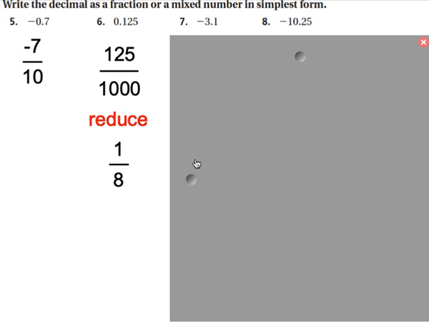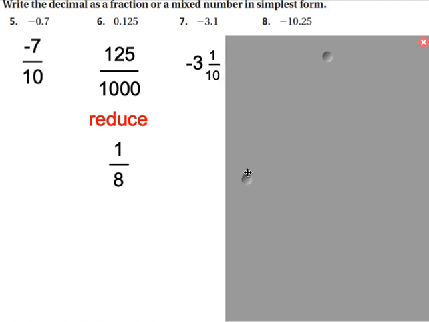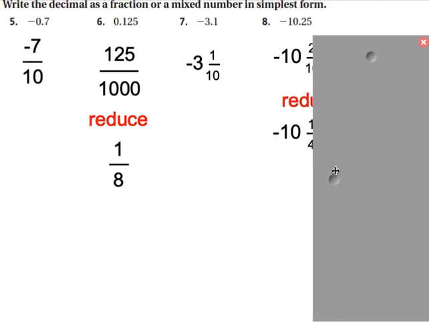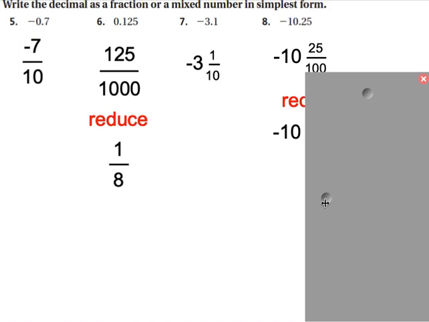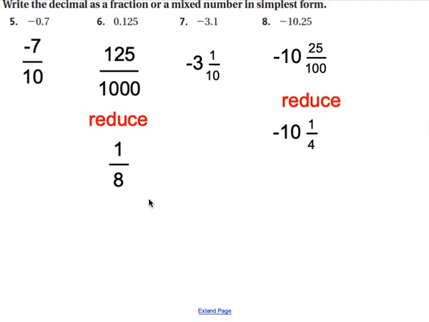Okay, negative 3.1. Well, that's going to be negative 3, and since it has one decimal place, we're going to put it over 10 and 1/10. So negative 3 and 1/10. You could also do negative 31/10 if you want an improper fraction. And that one doesn't reduce. Okay, negative 10.25. Of course, we're going to have the negative 10. And 0.25, since there's two decimal places, we'll put it over 100. And this one does reduce nicely to negative 10 and 1/4.